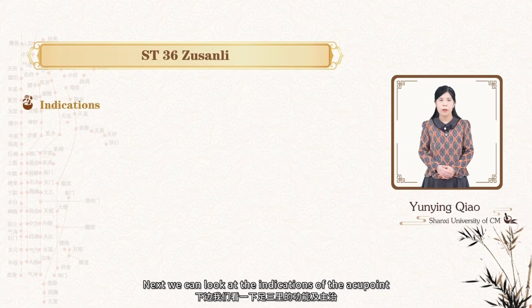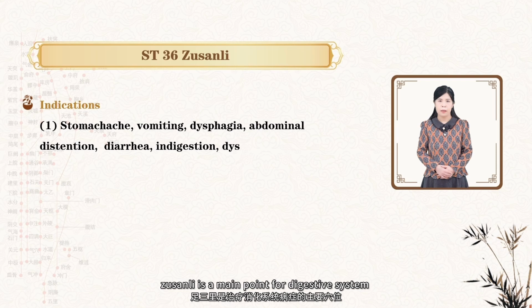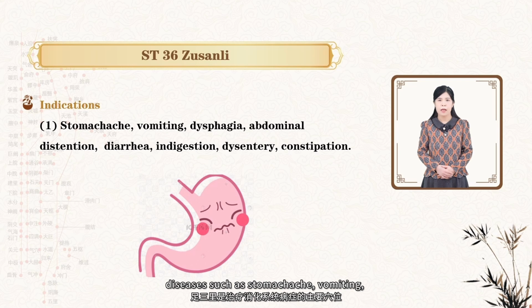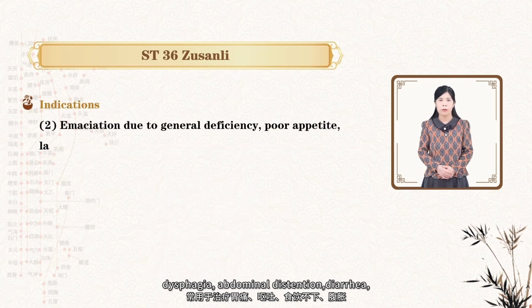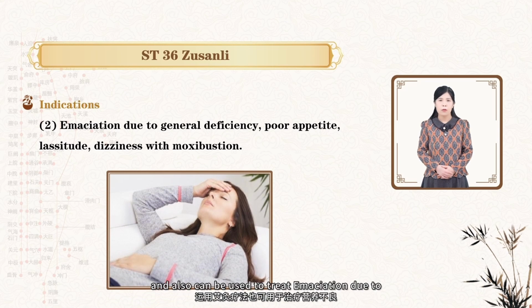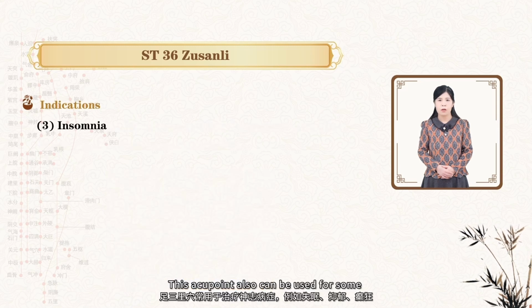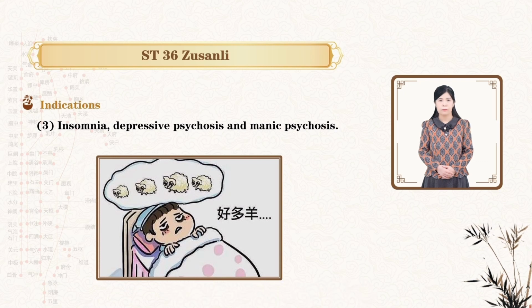Next, we can look at the indications of the acupoint. Zusanli is a main point for digestive system diseases such as stomach ache, vomiting, dysphagia, abdominal distension, emaciation due to general deficiency, poor appetite, lassitude, and dizziness, with moxibustion. This acupoint also can be used for some mental problems such as insomnia, depressive psychosis, and manic psychosis.